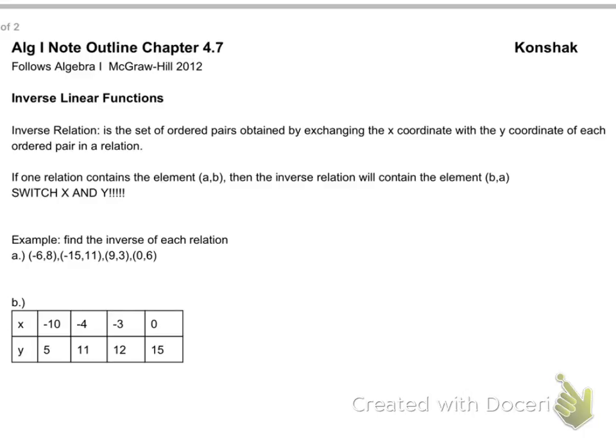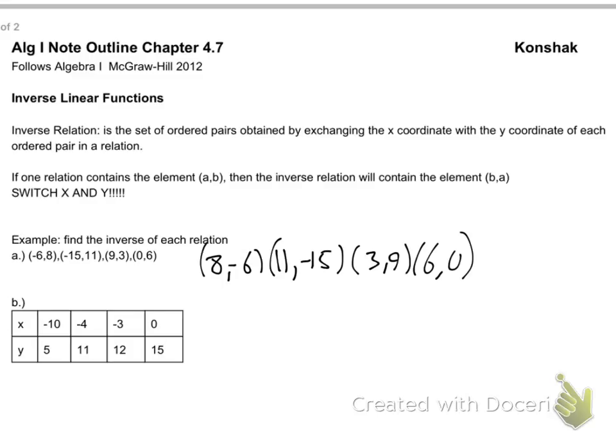So the first set would be 8, negative 6, and keep going, 3 and 9, and 6 and 0. Does everybody agree? All I did was switch x and y. Who has a table?